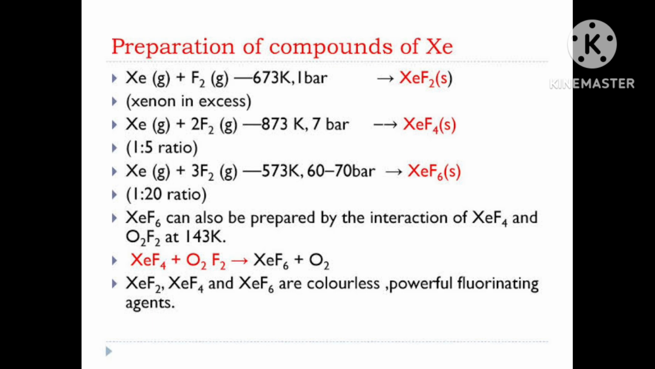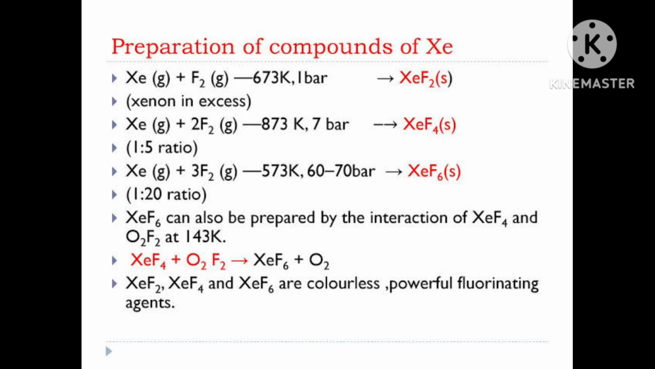Then hydrolysis of XeF4 and XeF6 with water forms XeO3. The reaction I am telling you, the balanced equation: 6XeF4 plus 12H2O gives 4Xe, xenon gas, plus 2XeO3, xenon oxide, the main product, plus 24HF plus 3O2. Means here it is giving 4 products. Remember, very few reactions give 4 products.